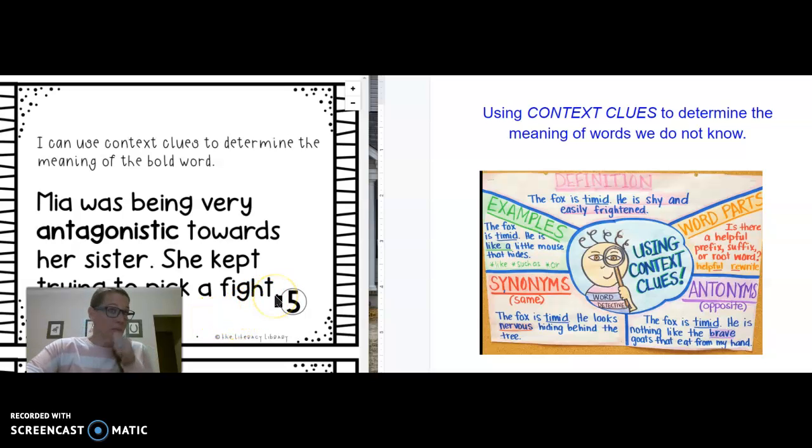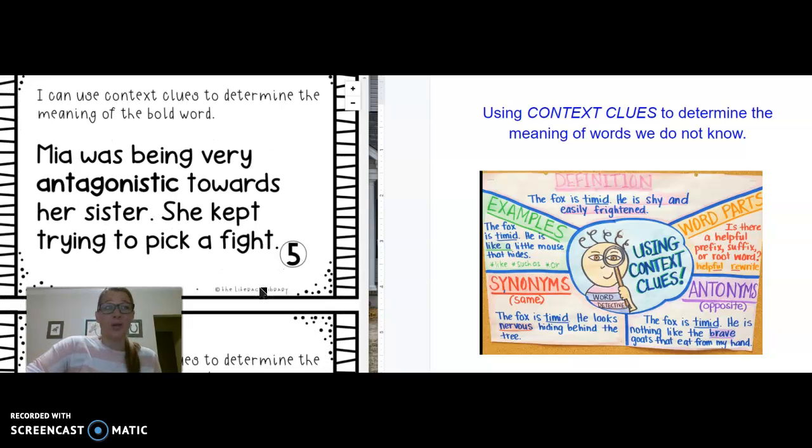Good morning, guys. This morning we're talking about how to determine the meaning of words we don't know using context clues. Now, we've talked about context clues several times this year. We've talked about understanding characters using context clues. We have talked about understanding words using context clues, but I just wanted to revisit it and really talk about the specific kinds of context clues that an author might use to help you determine what a word means when you don't know.